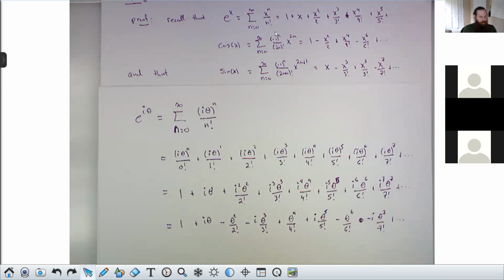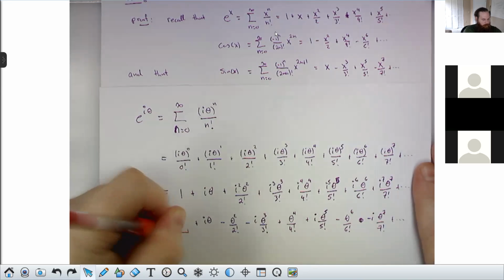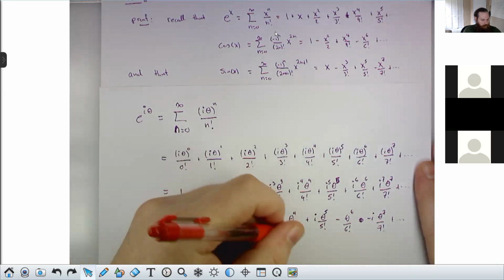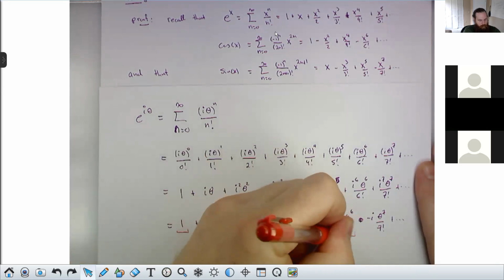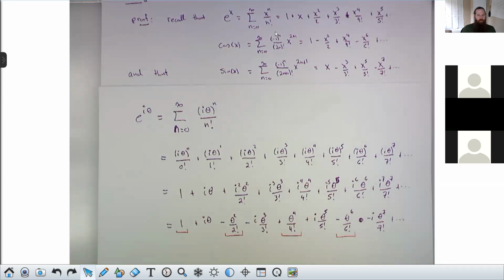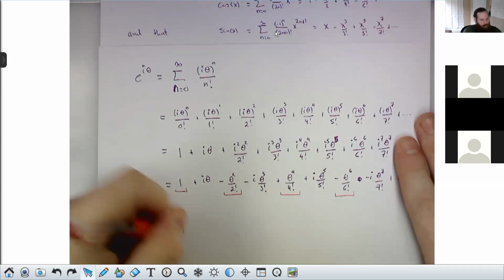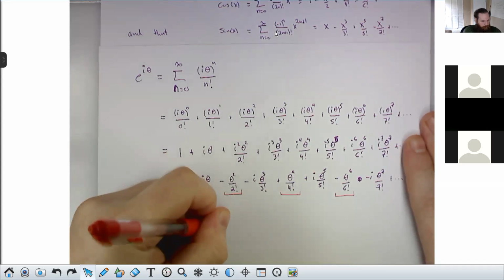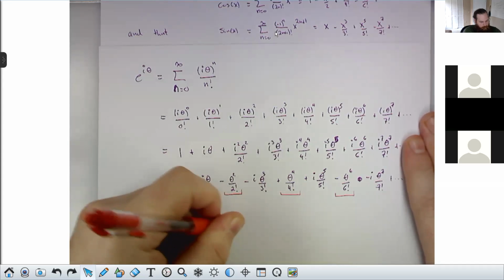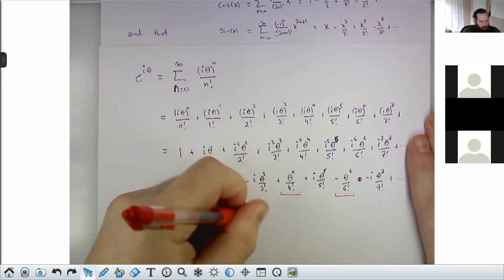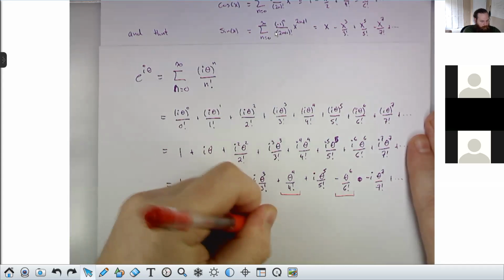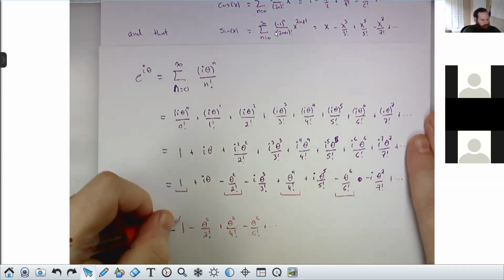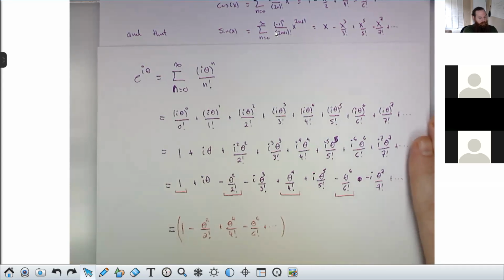Now, if you look at the terms that don't have i's, this one, this one, this one, and this one, they don't have i's. So let me group them together. This is 1 minus theta squared over 2 factorial plus theta to the 4 over 4 factorial minus theta to the 6 over 6 factorial, and so on. And I'll put them in some parentheses. I'm going to split that series up.